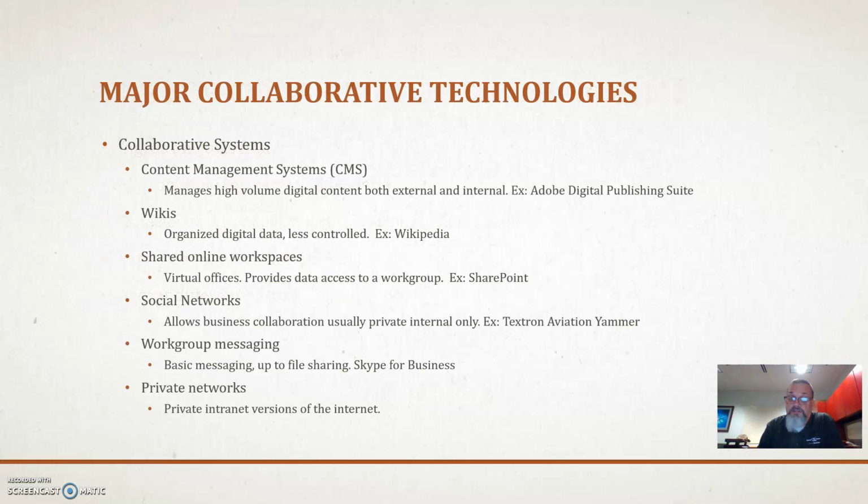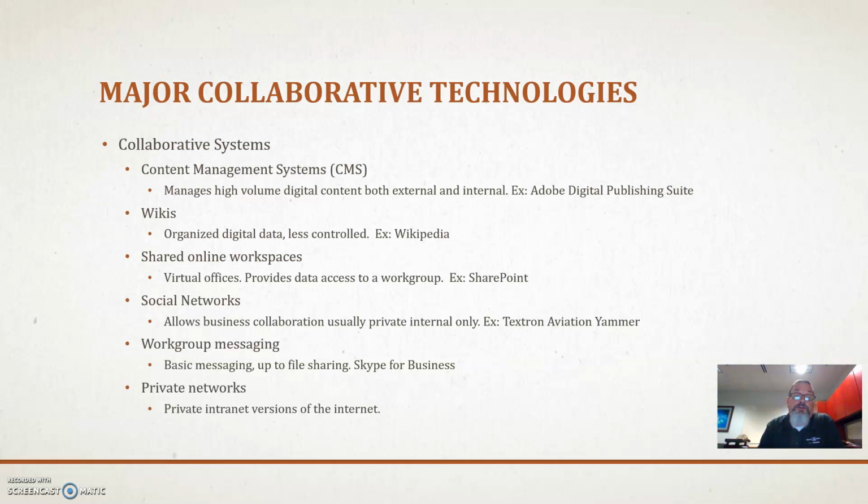So, what are some technologies that can help you succeed? Well, there's collaborative systems such as content management systems, where they manage high volumes of digital content both externally and internally for a company. An example is an Adobe Digital Publishing Suite. Wikis, which are less controlled, where anyone can go in and make changes to the data. An example is Wikipedia. This explains why we can't use this as a source for our coursework.